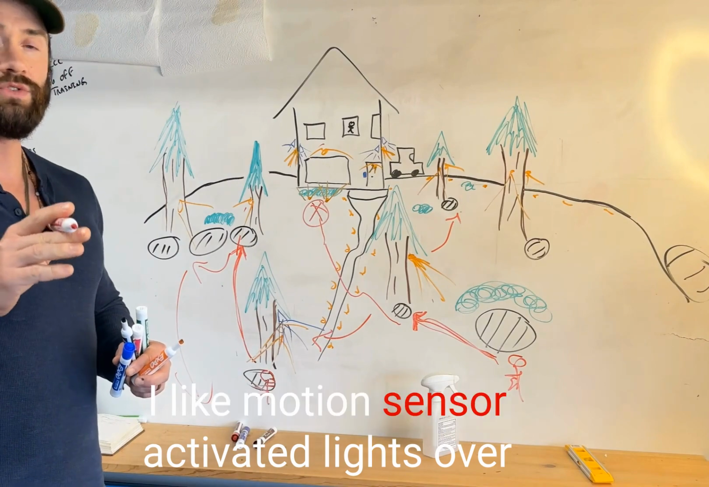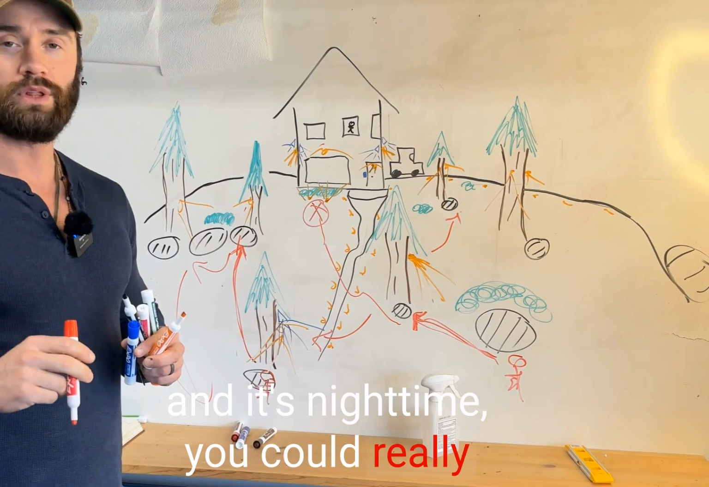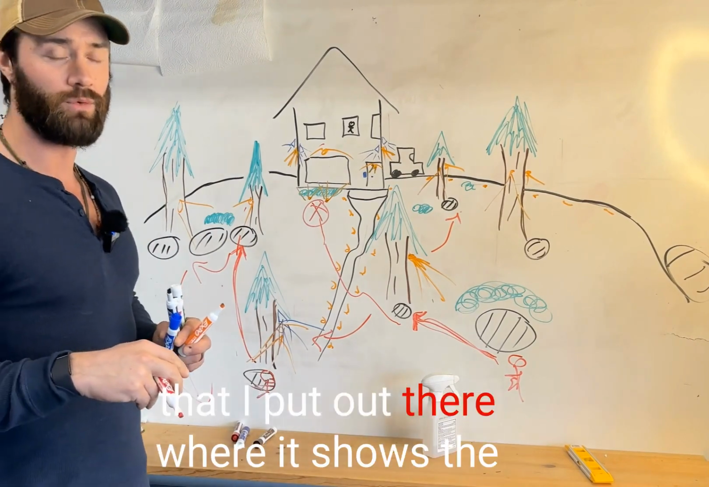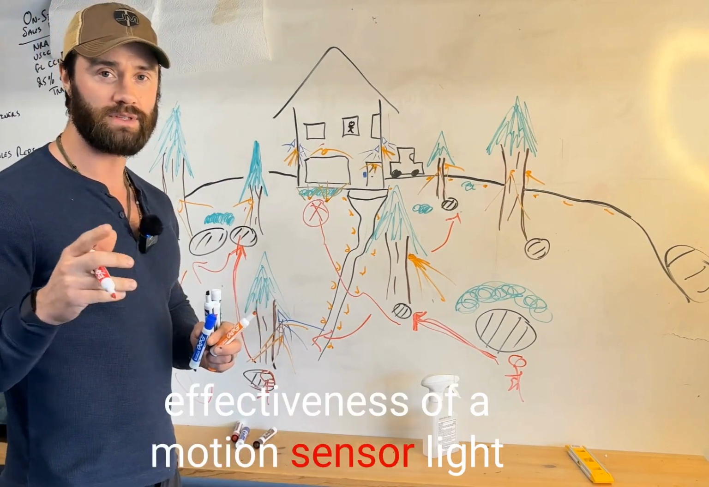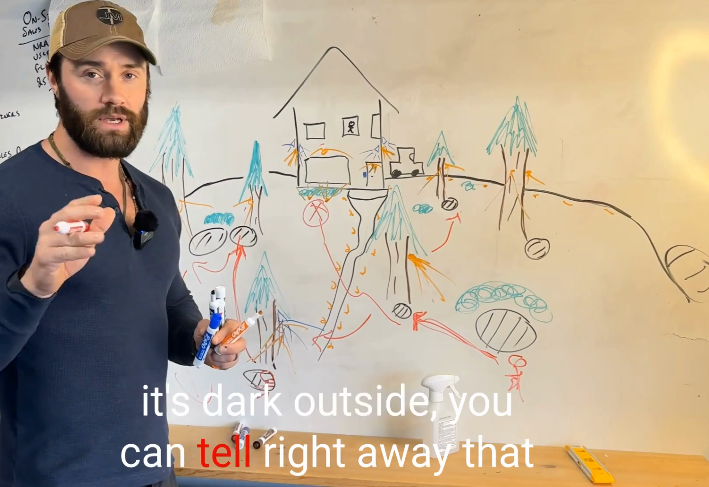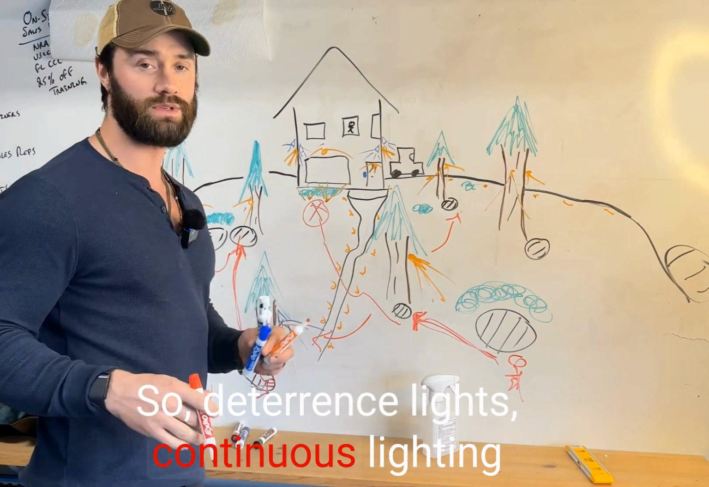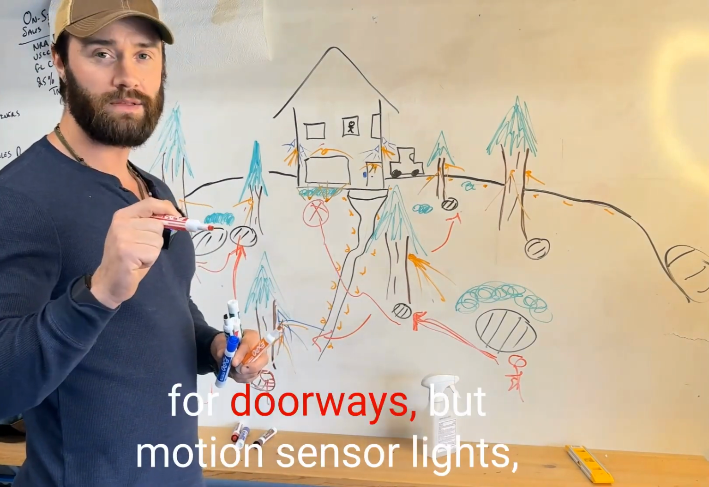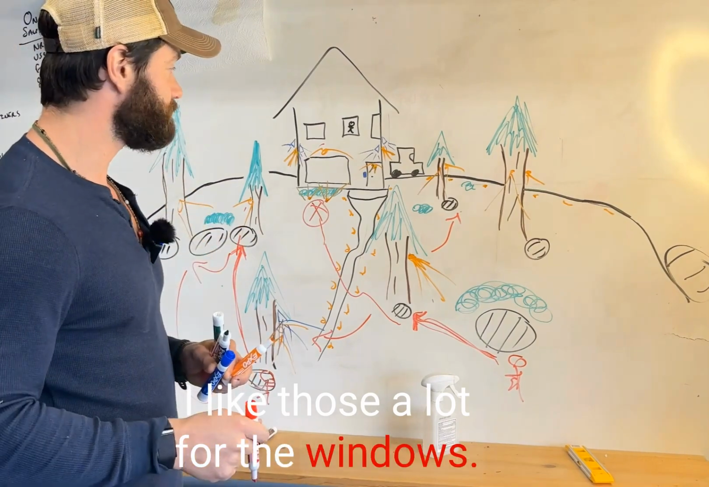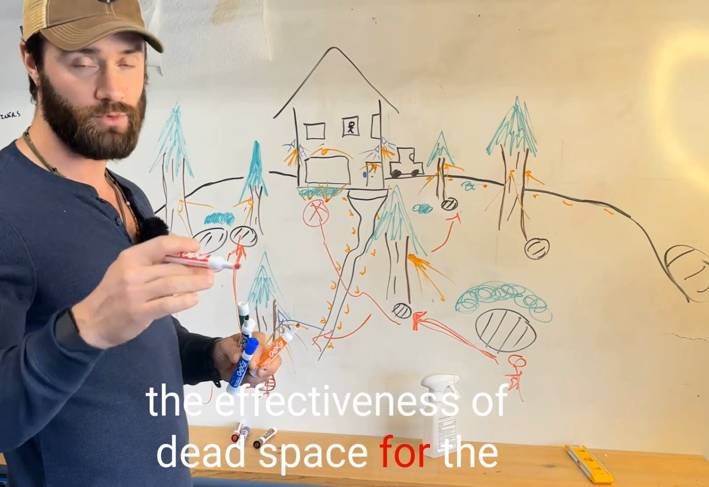I like motion sensor activated lights over windows because when you're in a room and it's nighttime, you could really notice that motion sensor light going off instantly. And I've got some other videos that I put out there where it shows the effectiveness of a motion sensor light while you're in a room with the lights on and it's dark outside. You could tell right away that something is moving around out there. So deterrence lights, continuous lighting for doorways, but motion sensor lights, I like those a lot for the windows. And this is how we can begin to mitigate the effectiveness of dead space for the criminal in our yard.